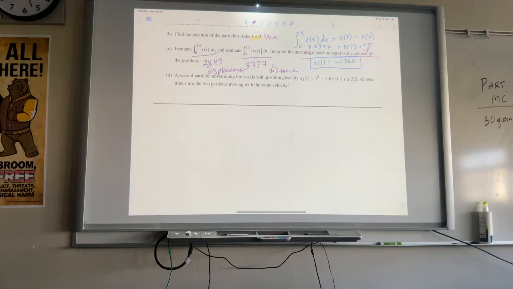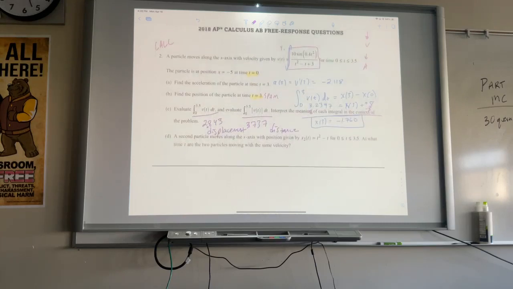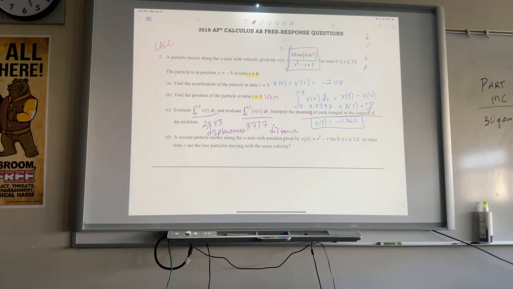Wait, write out the integral how? So I wrote down what each of them gave, and then separately I wrote the integral of this gives the position. Oh, except no, it's not position. Do you have to write it in a sentence or just say it? You gotta write it in a sentence. Position would be at one of the endpoints, like at 0 or 3.5. It's the amount between, so it's either distance or displacement.